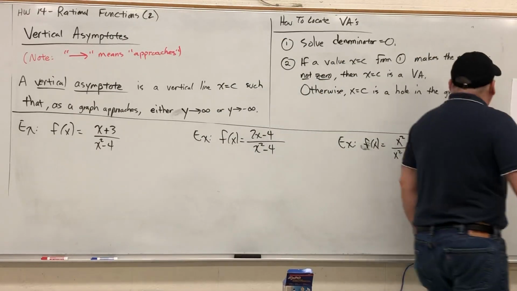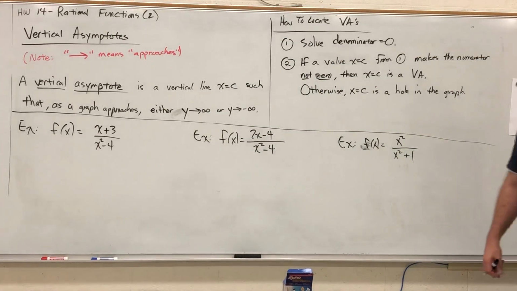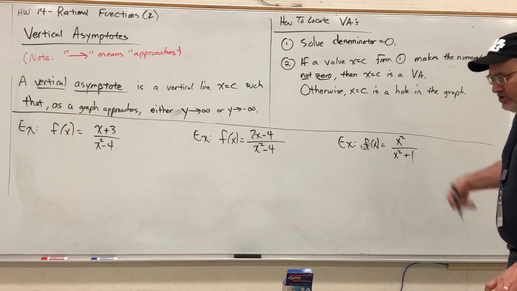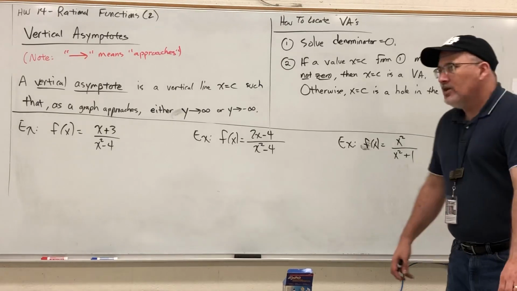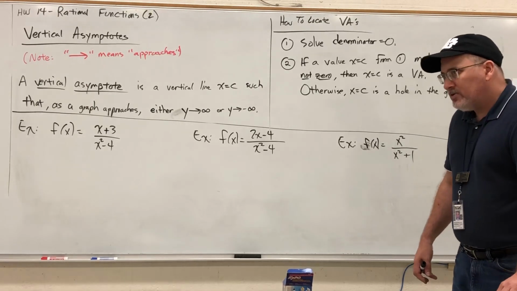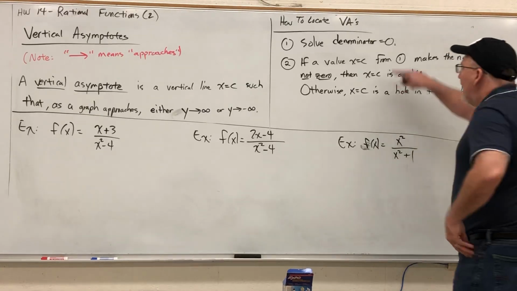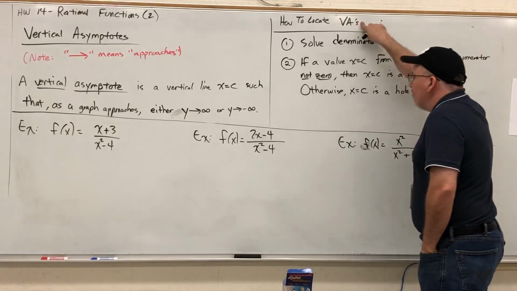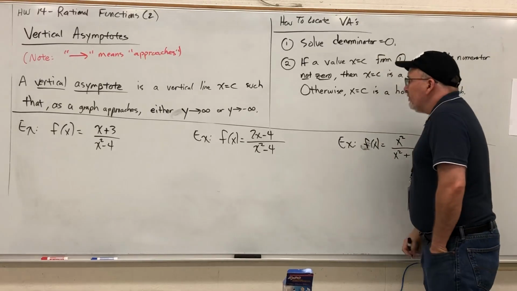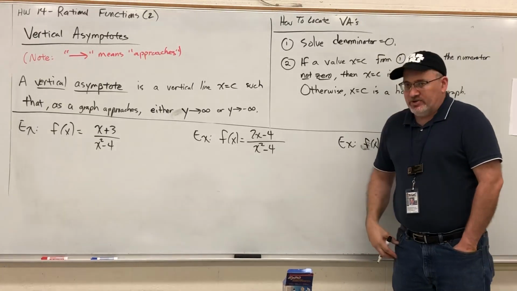But since we're having a monologue as opposed to a dialogue, I'm not going to take you through the discovery process of figuring out what constitutes a vertical asymptote. So I'll just tell you how to locate vertical asymptotes, abbreviated VAs. The first thing you do is solve the denominator equal to 0.